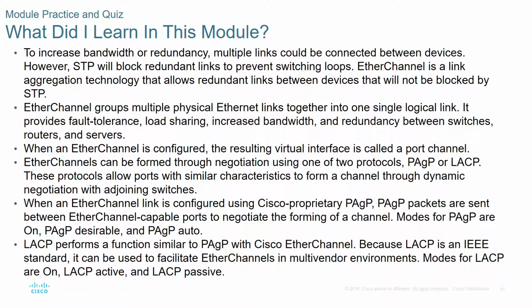EtherChannels can be formed through negotiation using one of two protocols, PAgP or LACP. These protocols will allow ports with similar characteristics to form a channel through dynamic negotiation with adjoining switches. When an EtherChannel link is configured using Cisco proprietary PAgP, PAgP packets are sent between EtherChannel capable ports to negotiate the forming of a channel. Modes for PAgP are on, PAgP desirable, and PAgP auto.